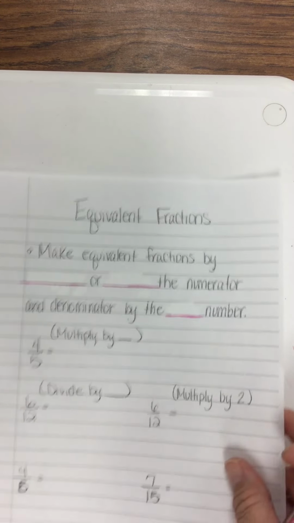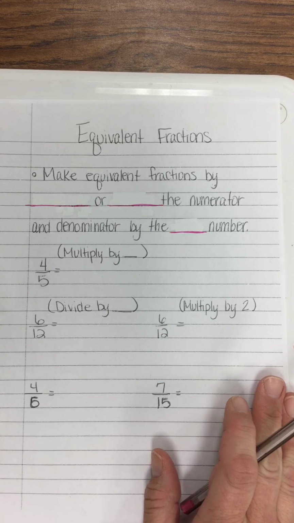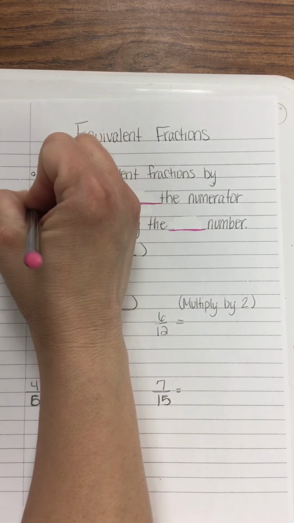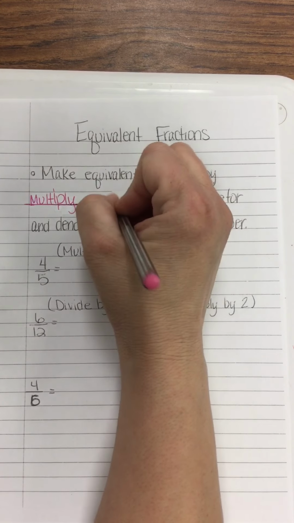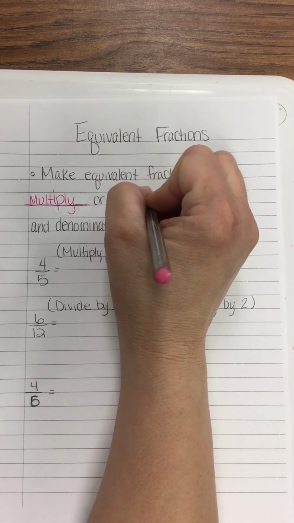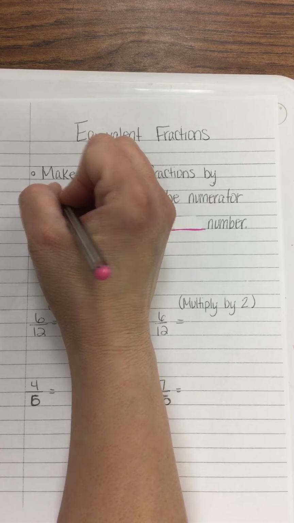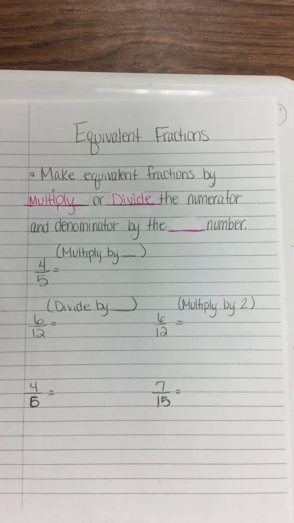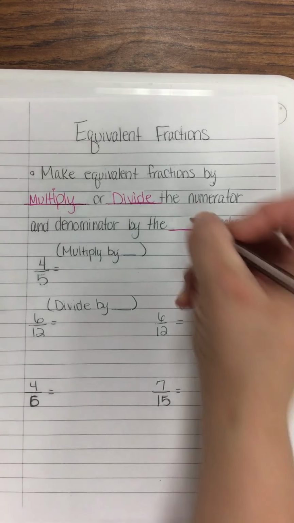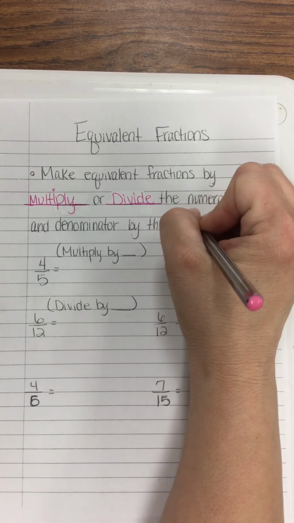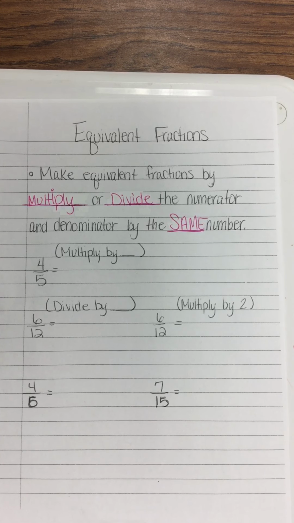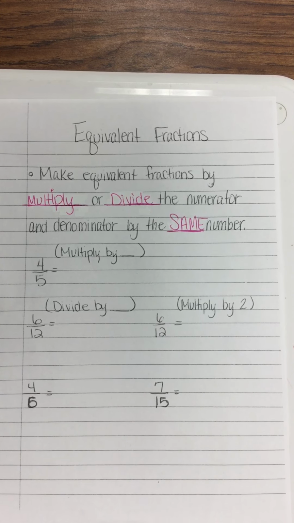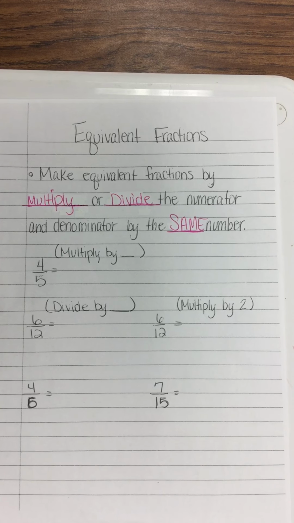Now, we're going to talk about equivalent fractions. Okay, to make equivalent fractions by either multiplying or dividing. Multiply or divide the numerator and the denominator by the same number. Okay, we're going to multiply the numerator and the denominator by the same number, or we're going to divide the numerator and the denominator by the same number.